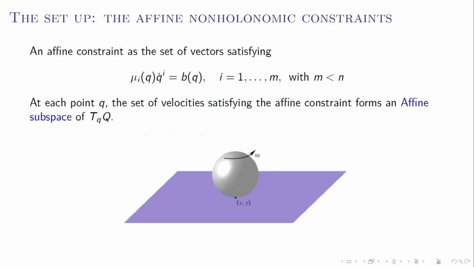A typical example of a nonholonomic system with an affine constraint is a ball rolling on a table, where the table is also rotating on its own. If the table does not rotate, then you get linear constraints. If the table does rotate, you get affine constraints.